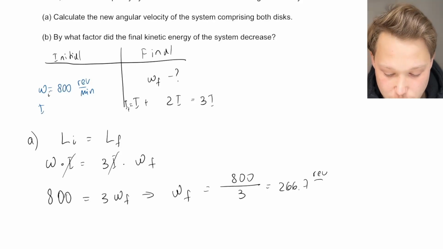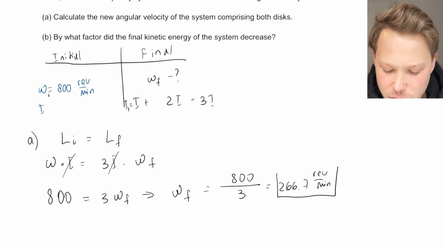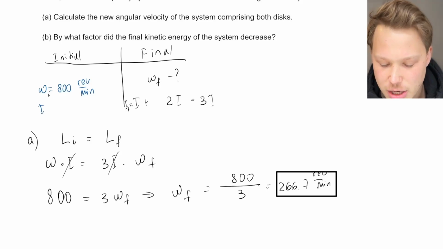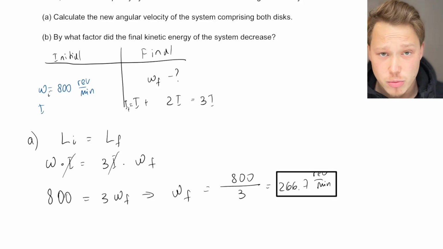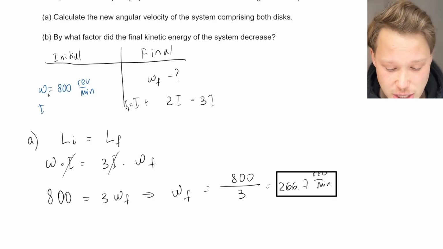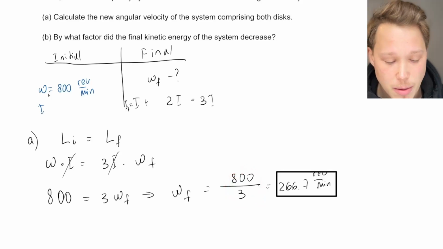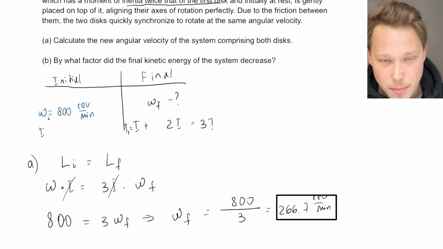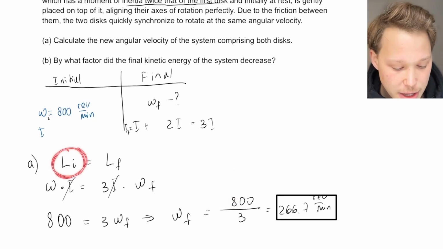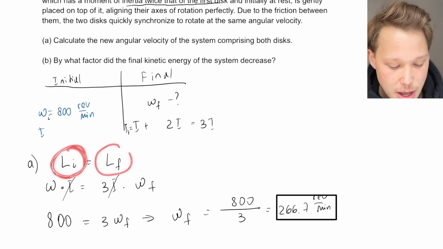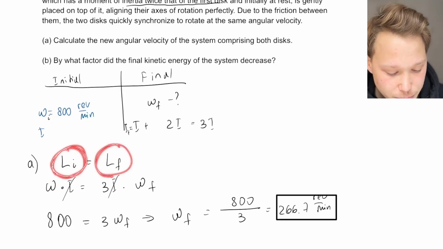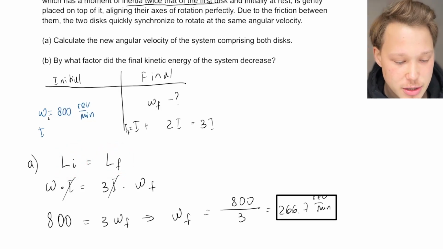266.7 revolutions per minute. In this case, I didn't need to really convert this to radians per second, although you totally can. It's just that it wasn't really necessary to solve this problem. So a pretty straightforward problem, as you see, right? We just plug in for initial angular momentum and final angular momentum and pretty much solve this.